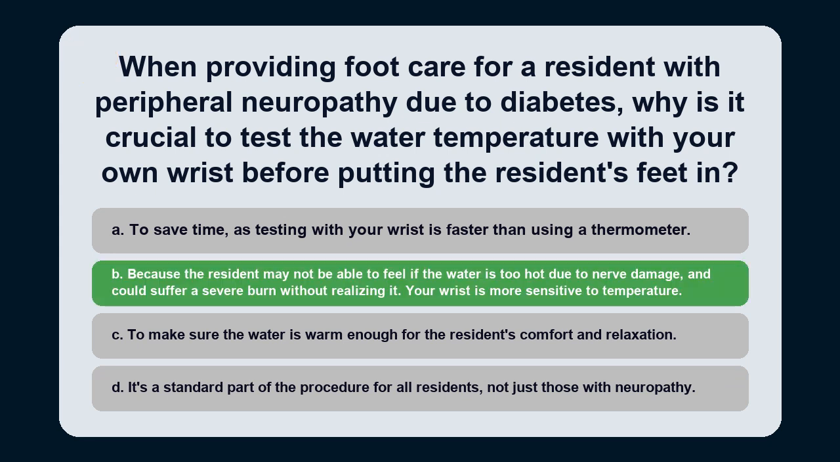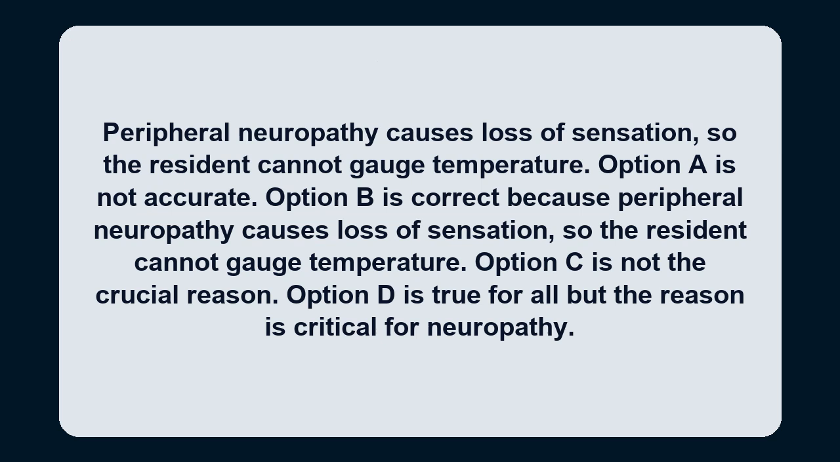The answer is B. Peripheral neuropathy causes loss of sensation, so the resident cannot gauge temperature. Option A is not accurate. Option B is correct because peripheral neuropathy causes loss of sensation, so the resident cannot gauge temperature. Option C is not the crucial reason. Option D is true for all, but the reason is critical for neuropathy.